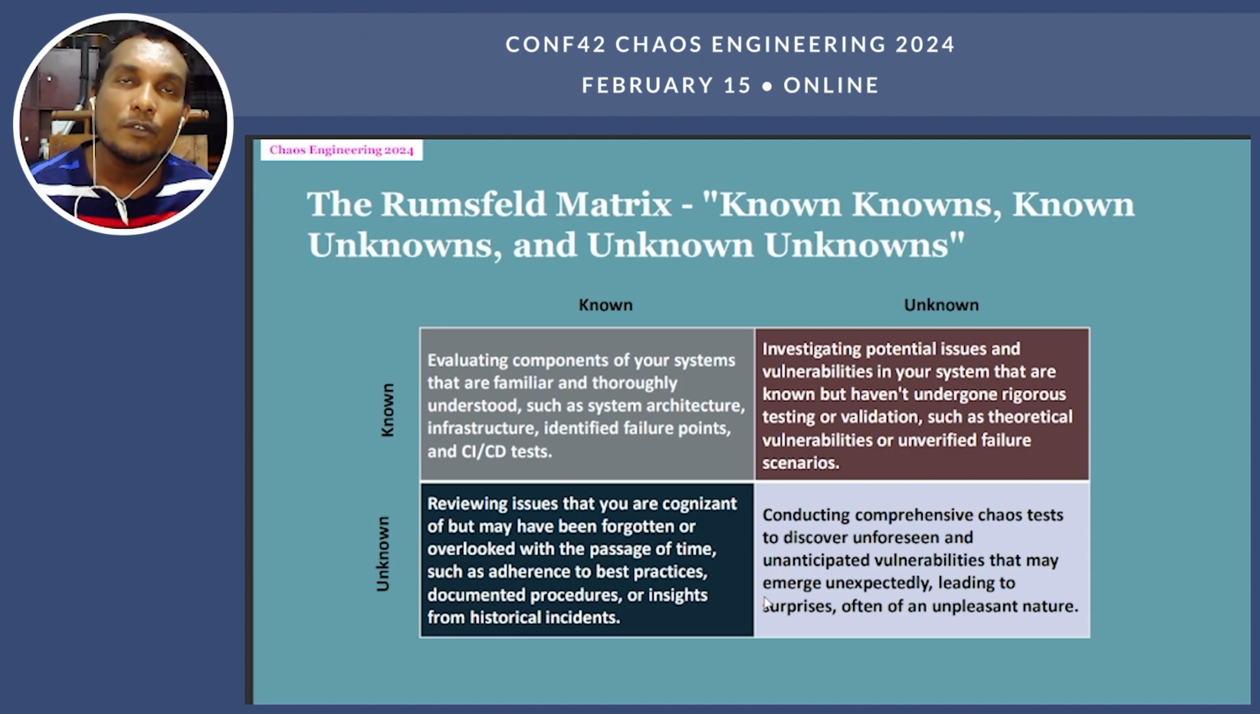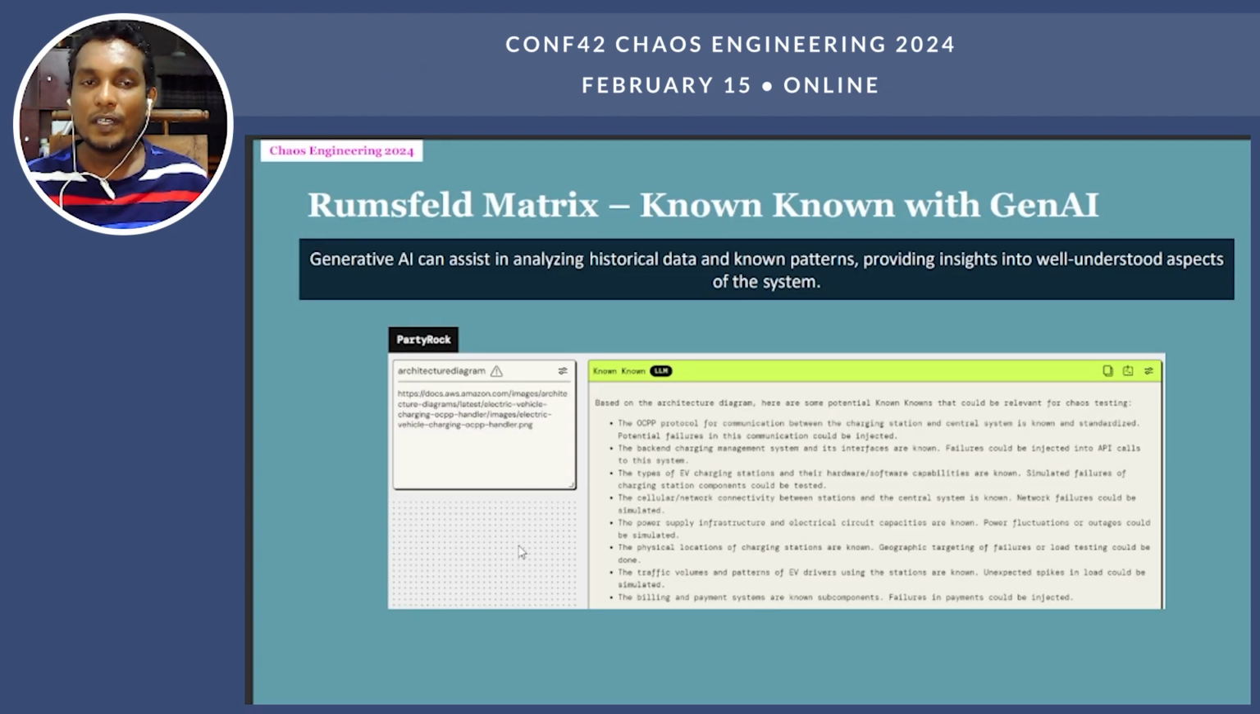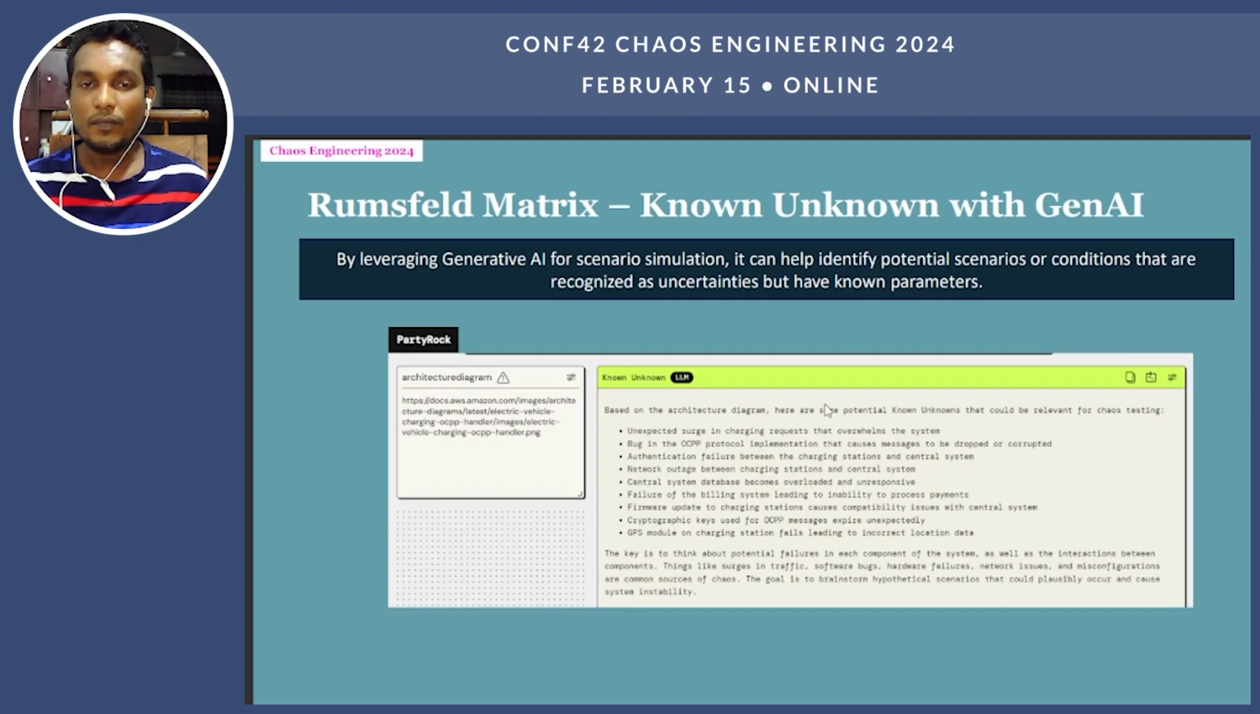So the Rumsfeld matrix just gives an approach where you can plan your chaos testing. What we can do is feed this data, or approach, or framework of the Rumsfeld matrix into our generative AI. Here, I have given the architecture diagram and I'm saying: come up with test cases or hypotheses to map to the known knowns. And moving on, I was able to do the same thing for the known unknowns as well.